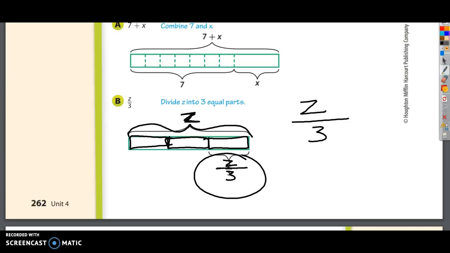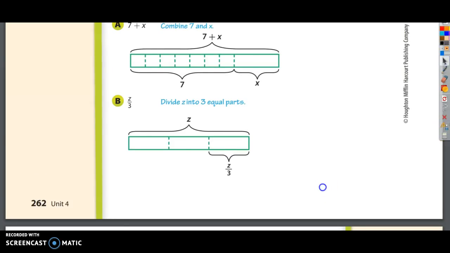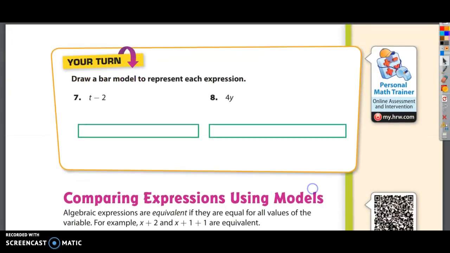All right. Again, I know those are tricky, but we're going to do our best. I'm going to help you on the your turn. So go ahead and turn the page. We're now on page 263. It says draw a bar model to represent each expression.